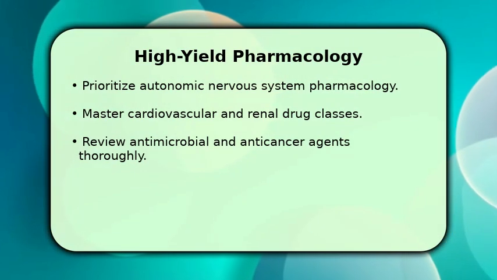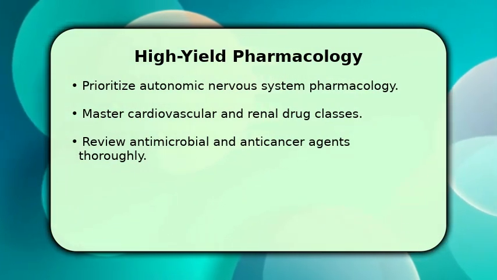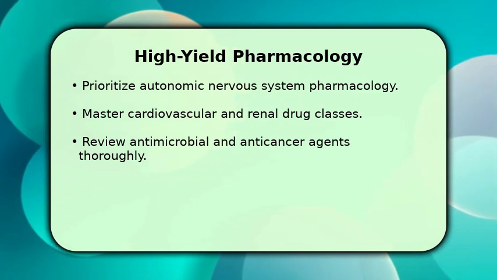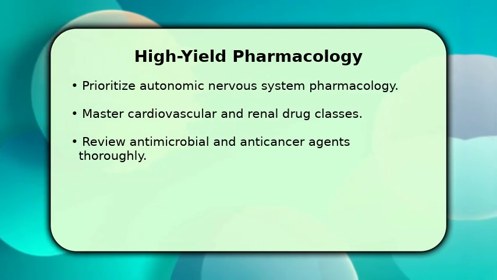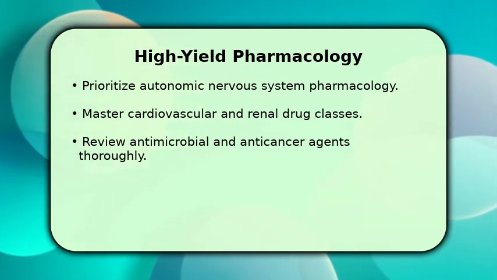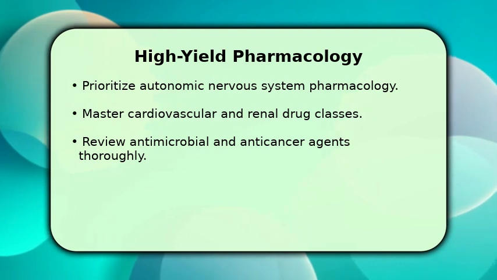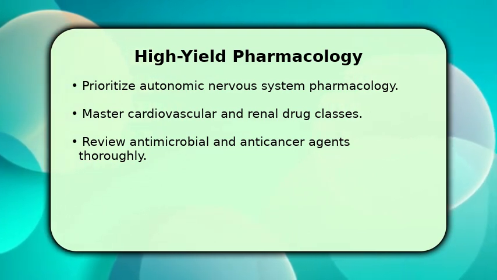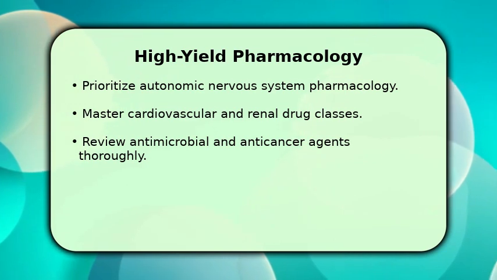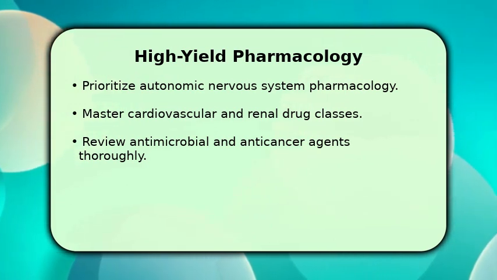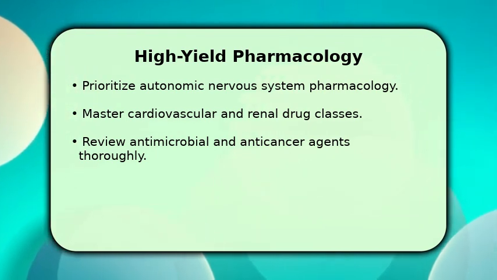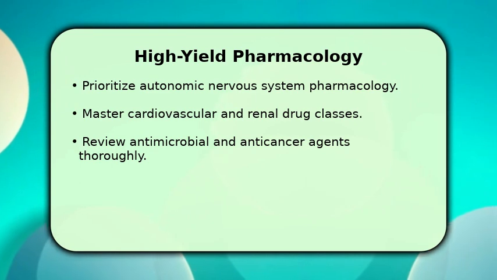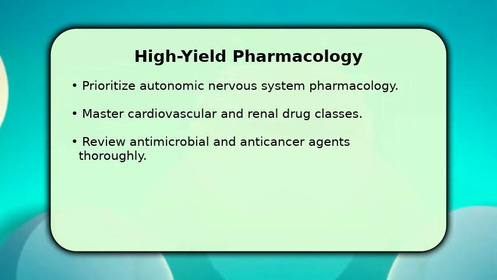When preparing for USMLE Step 1, focus on high-yield pharmacology topics. The autonomic nervous system drugs are particularly important and frequently appear on the exam. Dedicate significant time to mastering cardiovascular and renal pharmacology, as these systems involve many critical medications. Additionally, ensure you have a solid understanding of antimicrobial and anticancer agents, including their mechanisms and resistance patterns. These areas represent a substantial portion of the pharmacology content.